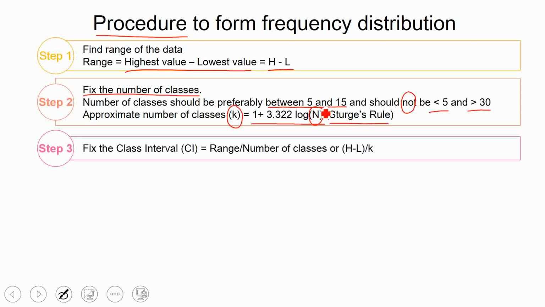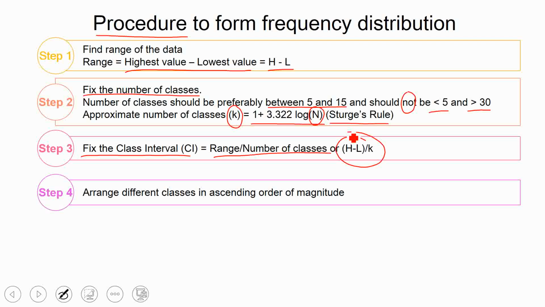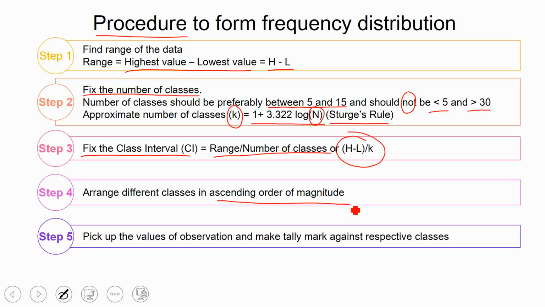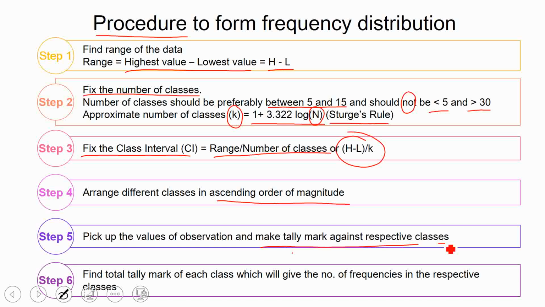Step 3 is to fix the class interval, that is Ci is equal to range divided by number of classes, or can be abbreviated as H minus L divided by K. Step 4 is to arrange the classes in ascending order of magnitude. Step 5 is to pick the values of observation and make tally marks against respective classes. Step 6 is to find the total tally marks of each class, which will give the number of frequencies in the respective classes. So, the procedure to form frequency distribution consists of 6 steps.